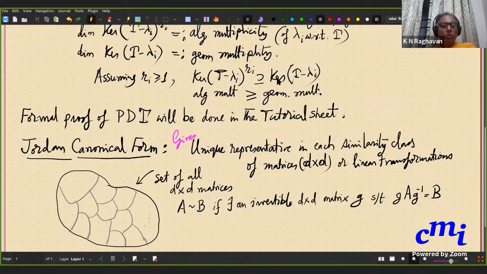Now, what we want to do in a situation like this, it's a very natural question to ask, look, can I just choose one element here from each of these classes?